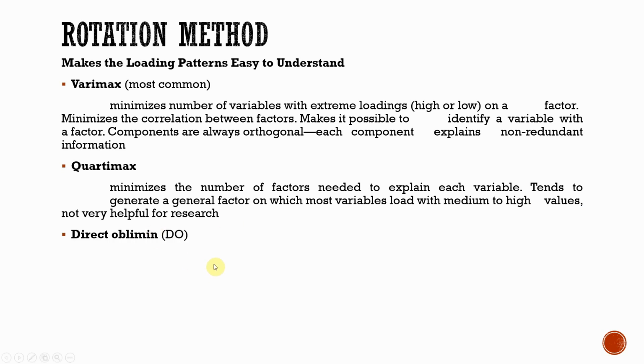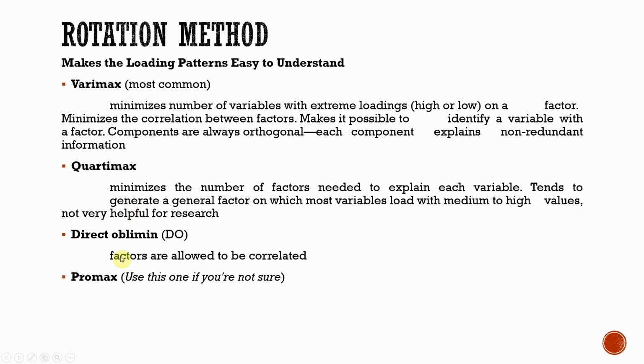This is another method that is very widely used. Now the difference is that factors are allowed to correlate. This is its difference with Varimax. Here you are minimizing the correlation between factors, but in direct oblimin they are allowed to be correlated.